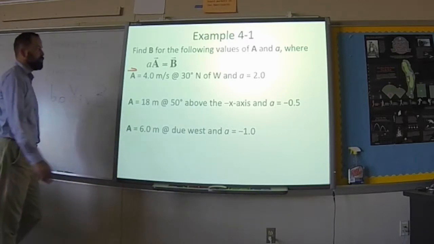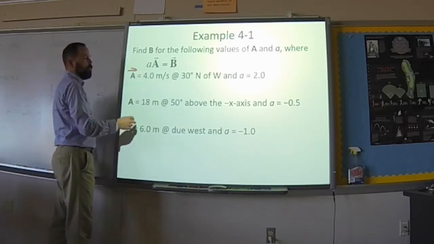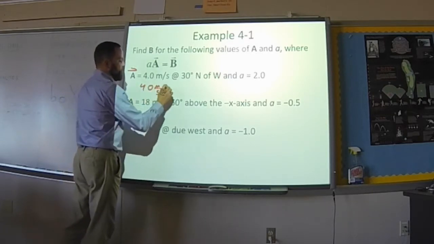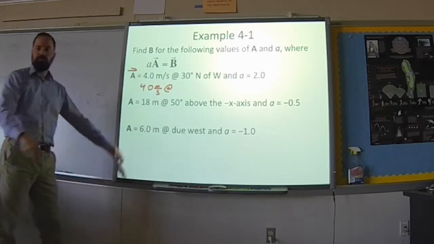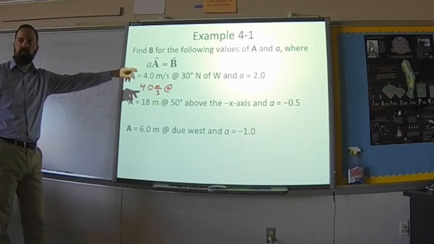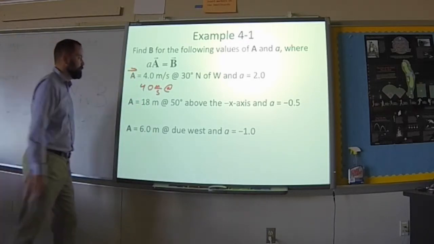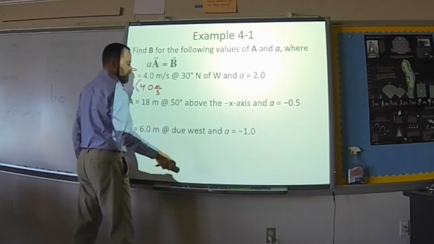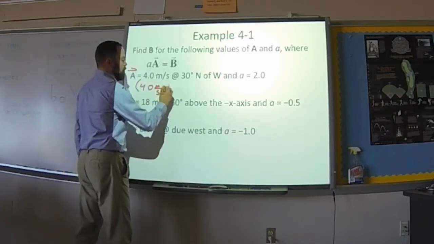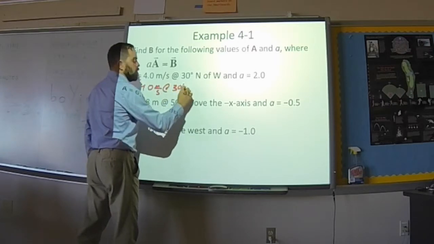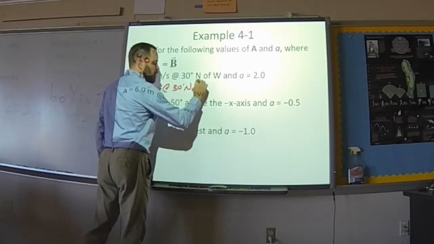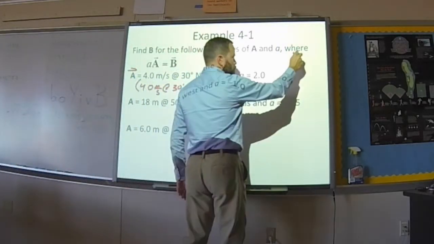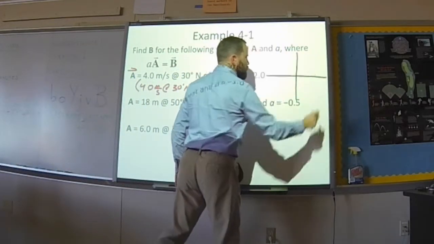All right, let's multiply these together. 4 meters per second. At, and get used to doing this little at sign. At 30 degrees north of west. Okay, now, before we go any further right here, let's just sketch that out and see what it looks like.